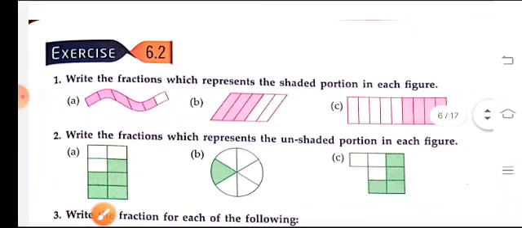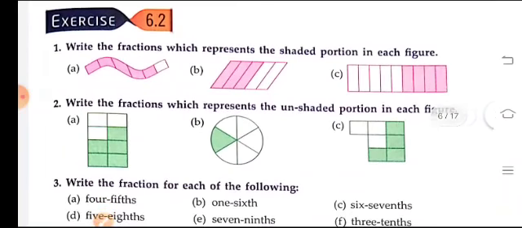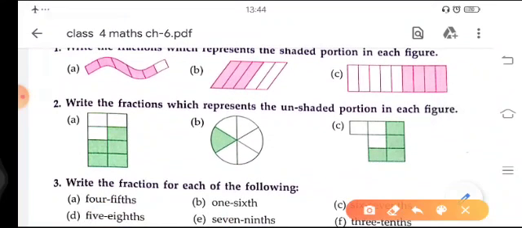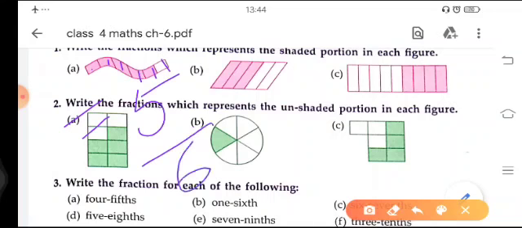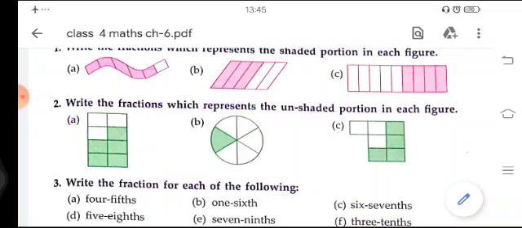Now there is exercise 6.2, that is also a very simple exercise. Also in this exercise we have to write the fractions for the shaded portion. Okay, so here you can see that there is a figure and this is divided into 1, 2, 3, 4, 5 and 6 equal parts, right? And the shaded portions are 5. So you can write it 5 upon 6, and you can write in words like 5 sixths, right? 5 sixths you can write in words. Okay, so that is also very simple.